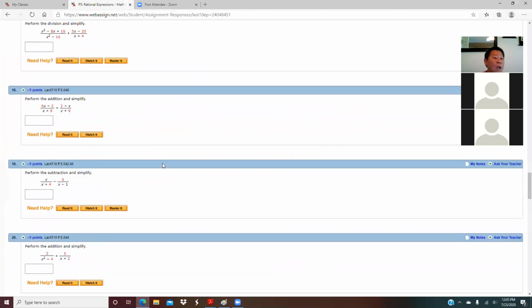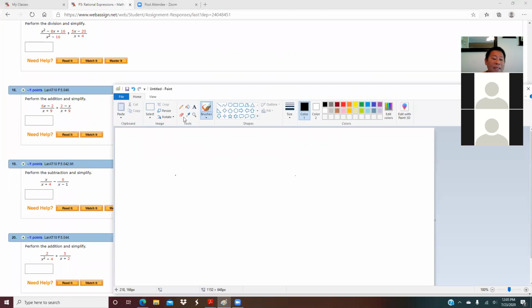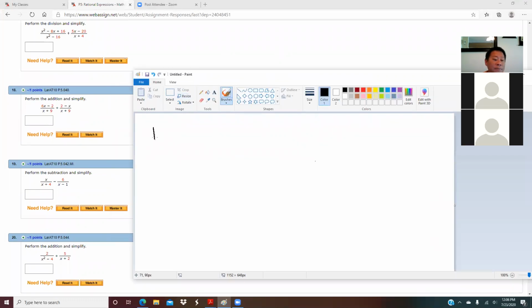We start out with a question like number 18. Now, number 18 is a little bit easy. The reason why I say 18 is a little bit easy is because the denominator is the same. So if your denominator is the same, you do not need to find the LCD because the LCD is the same as x plus 9. But the numerators, the top ones, you have to add them. In this case, you have to add.